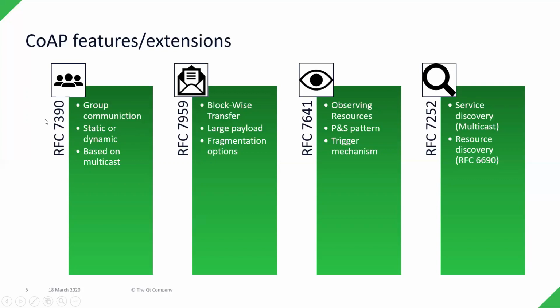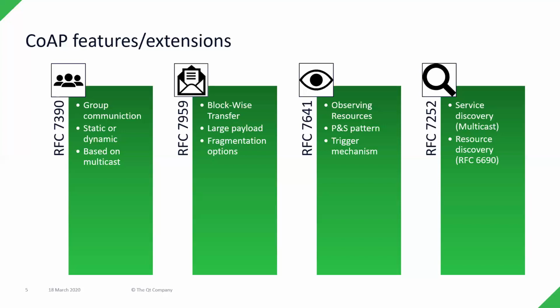So maybe start with 7390. There's the possibility to actually have group communication. That's mostly centered around how multicast and unicast responses from multicast requests across a network range can happen. Basically it creates the sense of we have several servers who contribute to a single client.